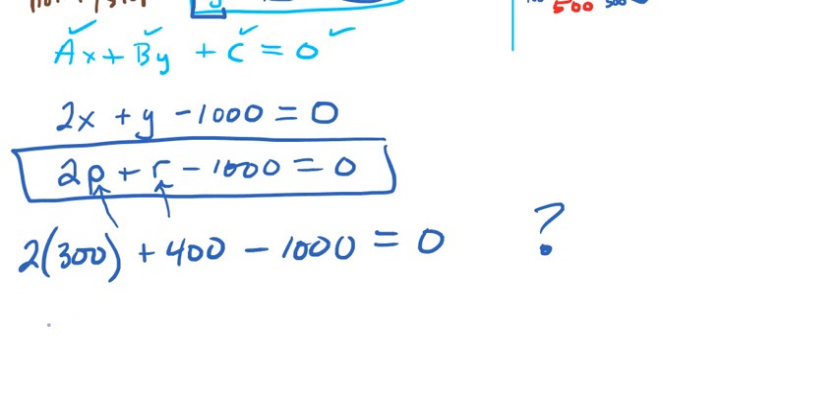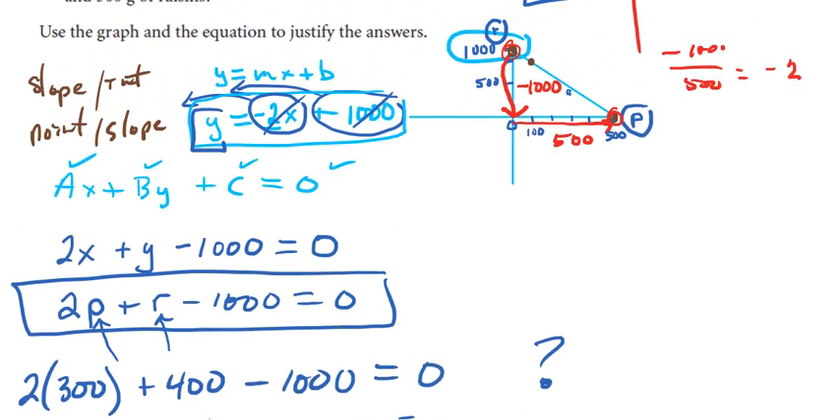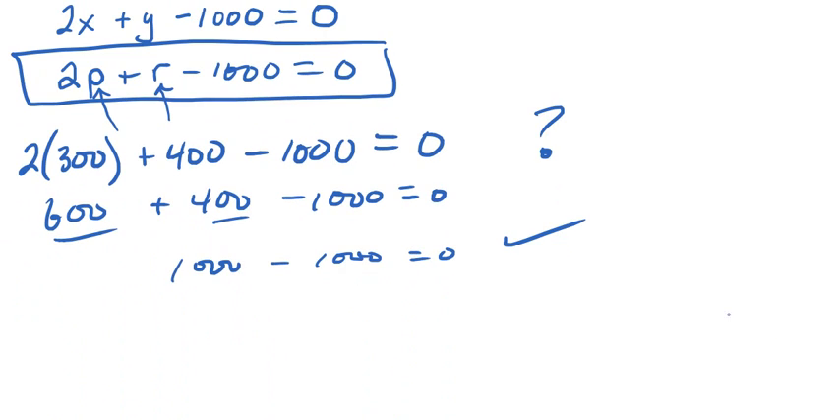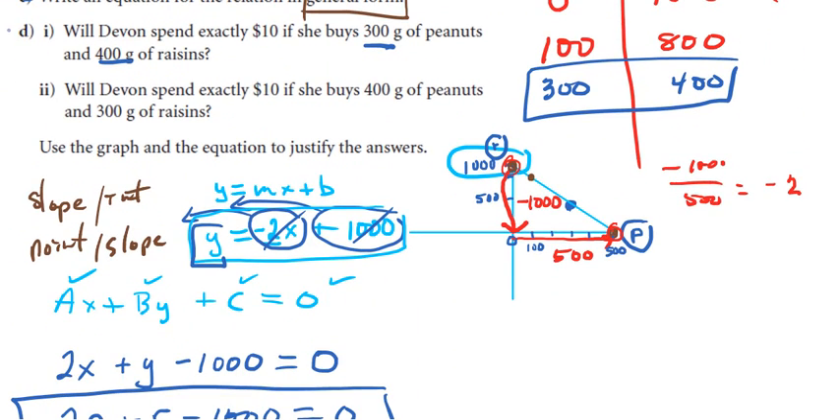That's 2 times 300, that's 600, plus 400 minus 1,000. Well, that's 1,000 minus 1,000. Yes, that is true. So you see how your graph could maybe fool you a little bit. It's like, is that on the line maybe? Well, it appears that this is on the line, which is pretty close to what we drew there. And then of course you could confirm it by plugging it into our equation. That's why equations are handy. You can just plug those things in and it'll be done. So D is yes.